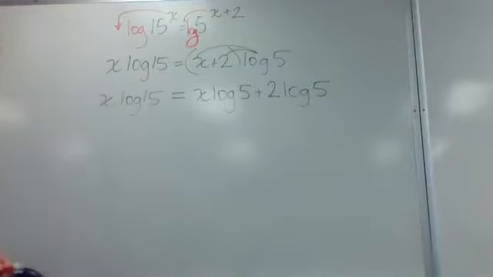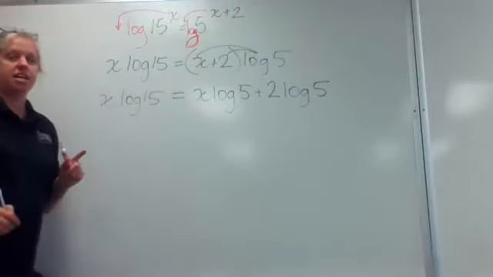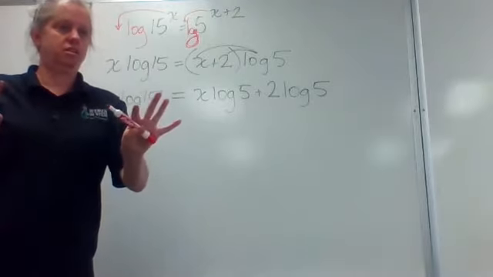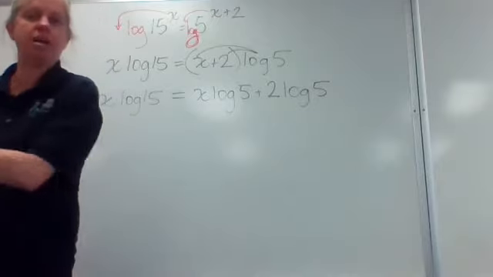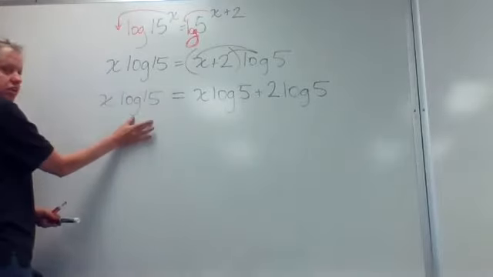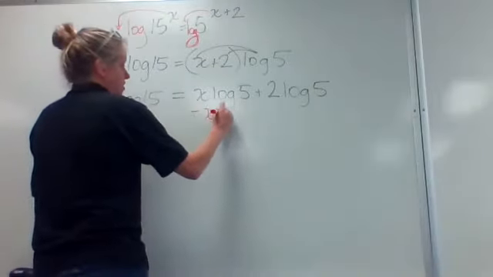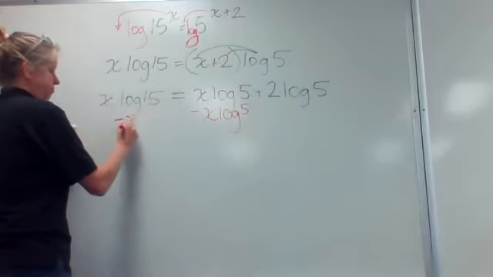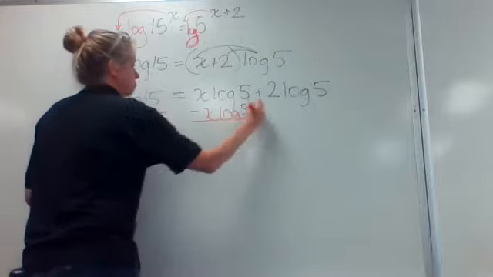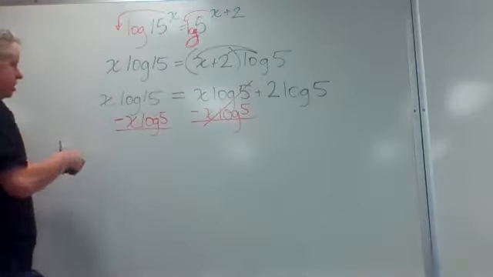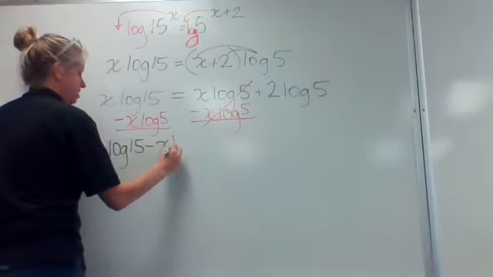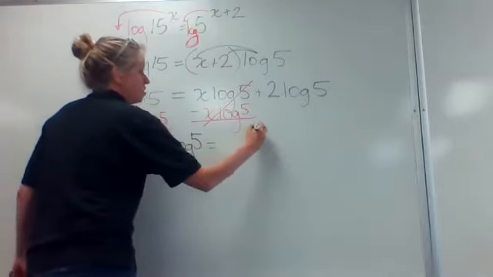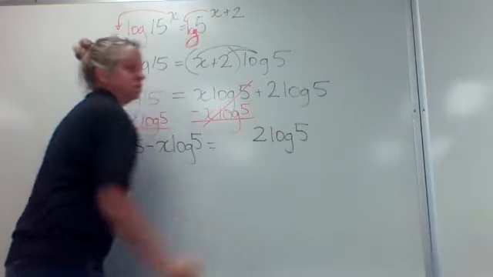I'll just bring this side down. x log 15. Now, again, just like a few problems ago, I'm solving for x. It's in 2 separate terms, which means I need to put them on the same side as each other so that I can have an x in common and pull it out. So I'm going to move this x log 5 over here, which means I need to subtract x log 5. So on the left, I've got x log 15 minus x log 5 equals 2 log 5.